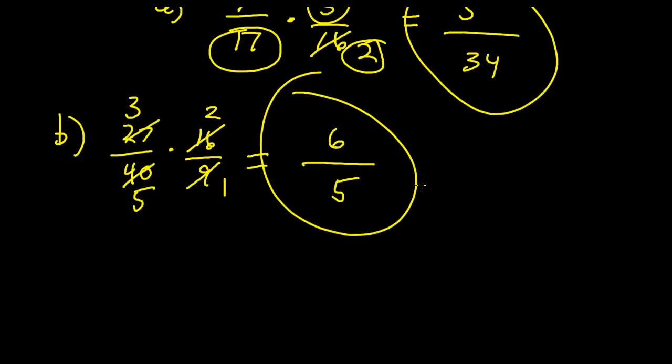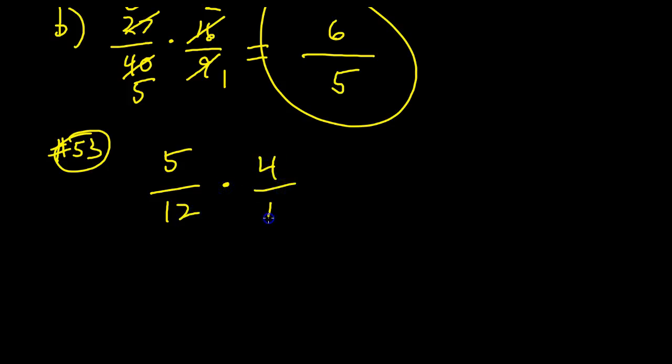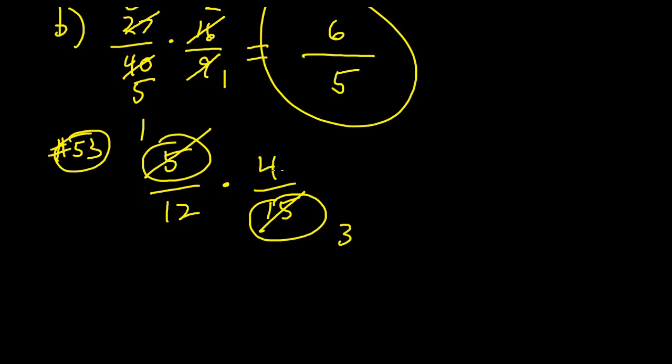Let's do one from the homework list. I want to do number 53. Number 53, so we've got 5/12 times 4/15. Now maybe a lot going on here. Again, I'm going to look to cross cancel. 5 and 15 contain some common factors. 5 goes into 5 once, and 5 goes into 15 3 times, does it not? Similarly, 4 and 12, well, 4 goes into 4 once, and 4 also goes into 12 3 times.